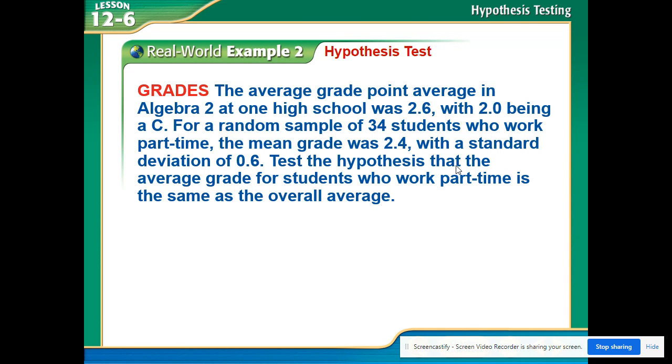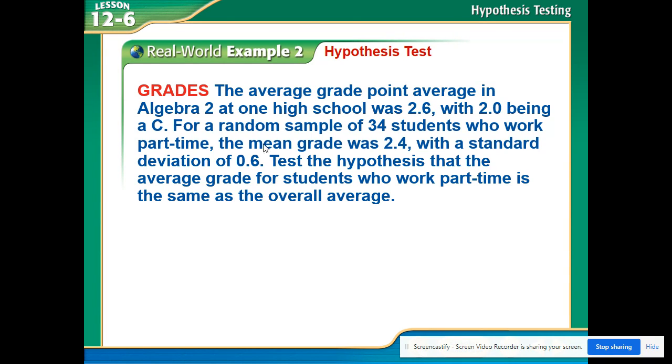All right. So here we go. The average grade point average in Algebra 2 at one high school was 2.6, with 2 being a C. So a little bit above a C, close to like a B minus. For a random sample of 34 students who worked part-time, the mean grade was 2.4, with a standard deviation of 0.6. See if the hypothesis that the average grade for those who work part-time is the same as the overall grade.